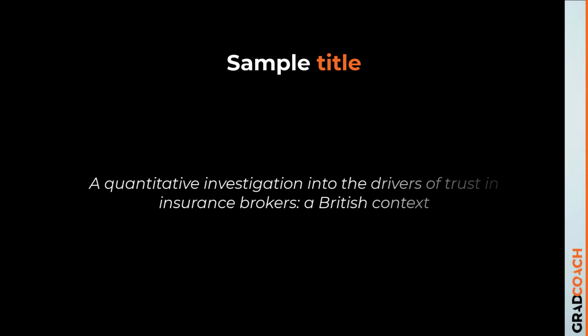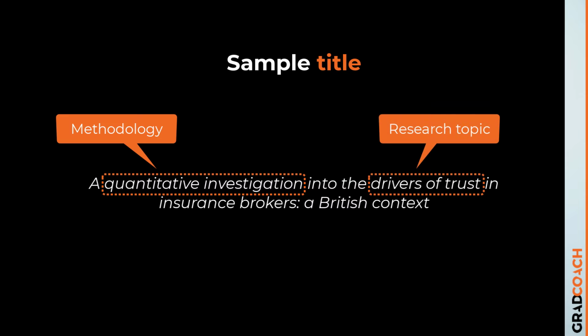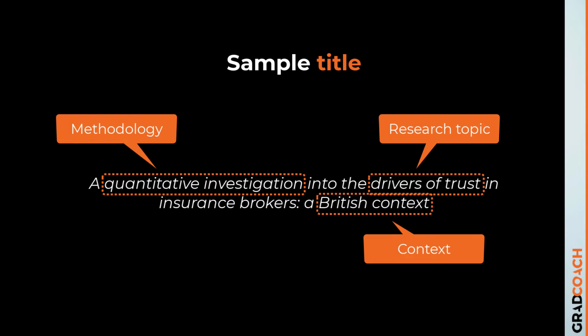So let's take a look at a practical example. A quantitative investigation into the drivers of trust in insurance brokers, a British context. So right there, in one line, we've captured all three essential points: the topic, the context, and the methodology. In other words, the reader quickly understands that this is going to be a numbers-based, quantitative piece of research that is looking to understand what factors cultivate trust in insurance brokers within the United Kingdom. Keep this topic in mind as we'll circle back to it later on.